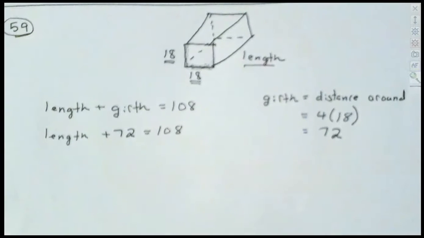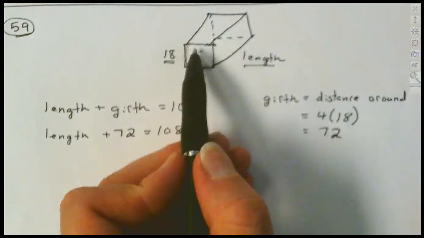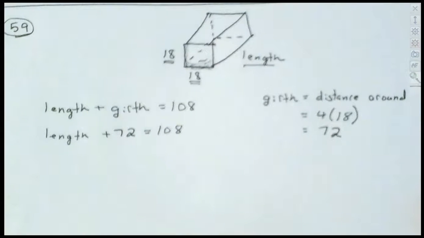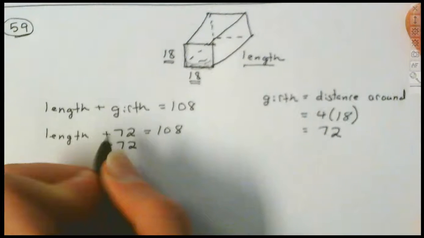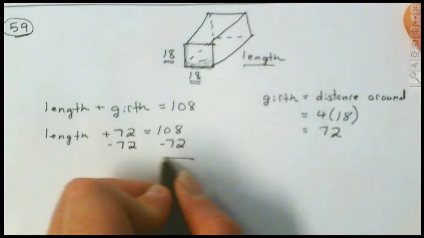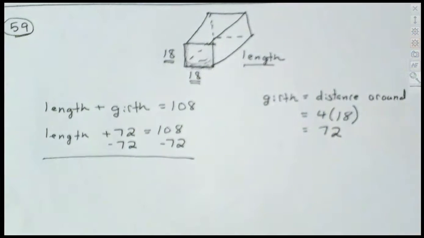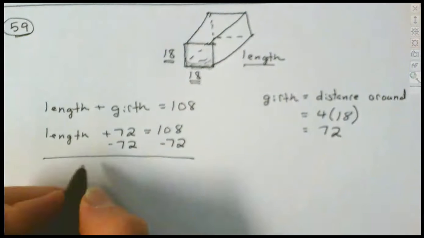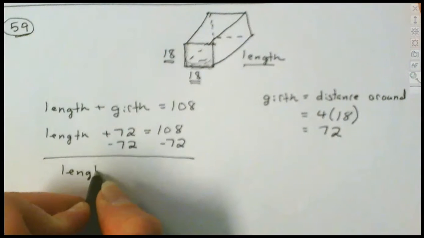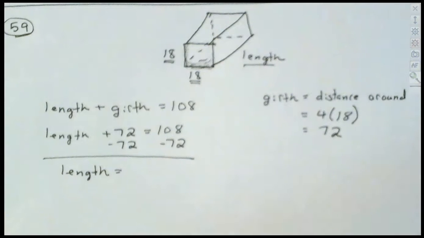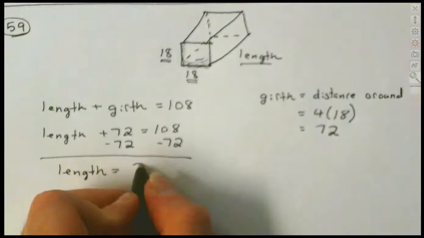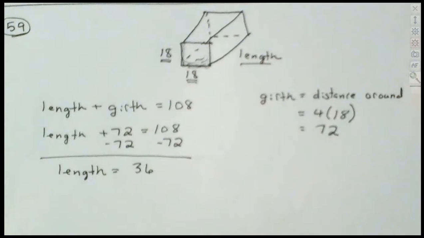And we could use L for the length if we wanted. Wouldn't really matter. We found out that girth. Girth is the distance around. Now we can solve it. What do we need to do? Move the 72 over. You can just keep it as length, doesn't matter. And what's our length? Length is going to be that 108 minus 72, and that is 36.